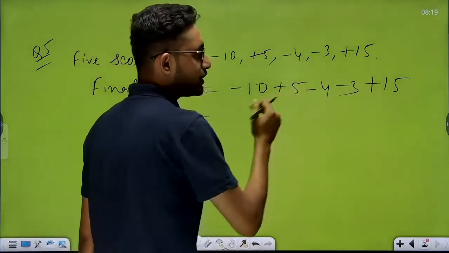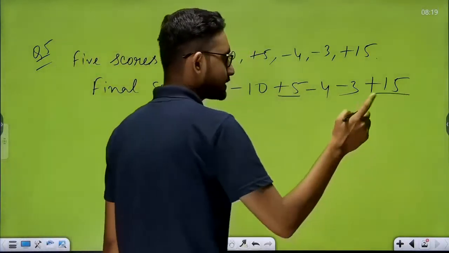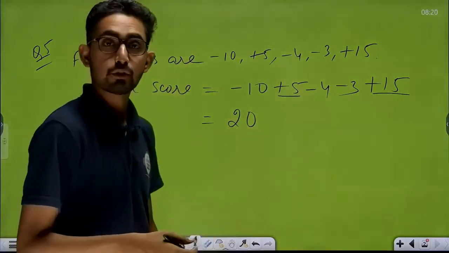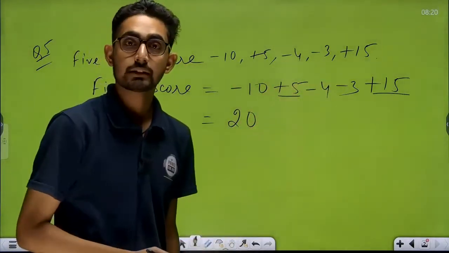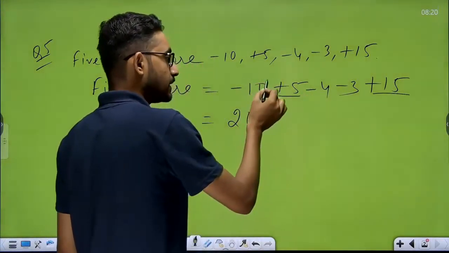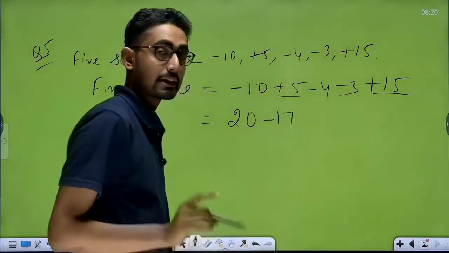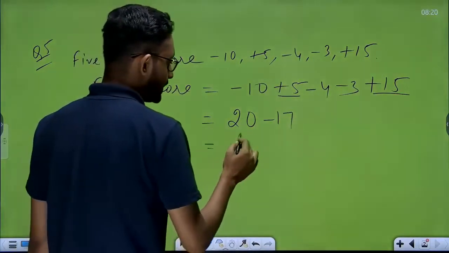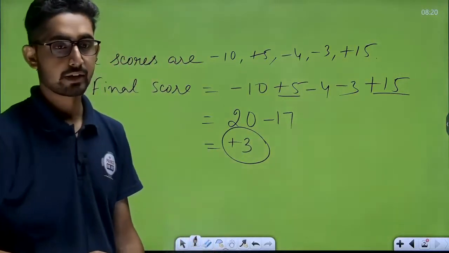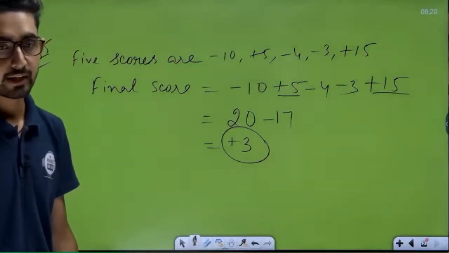Whichever numbers are positive integers, first of all I have to add them. +5 and +15 is +20. Write down here +20. And as I told you before, negative numbers can also be added. When all the numbers are minus, first I add them: 10 + 4 is 14, + 3 is 17, but -17 will be there. Sign always minus. Okay? So 20 - 17 is +3. So at the final stage, your answer will be +3. Okay, understood all of you?